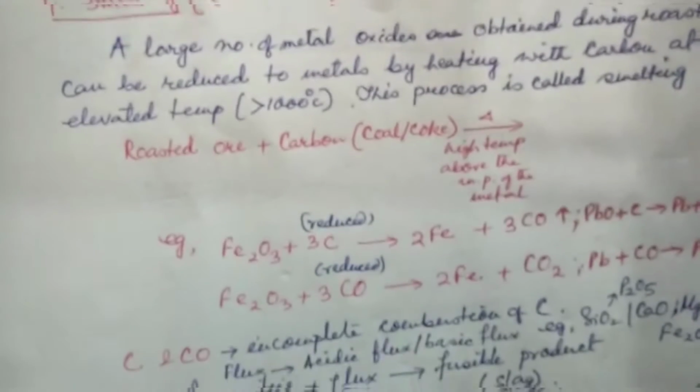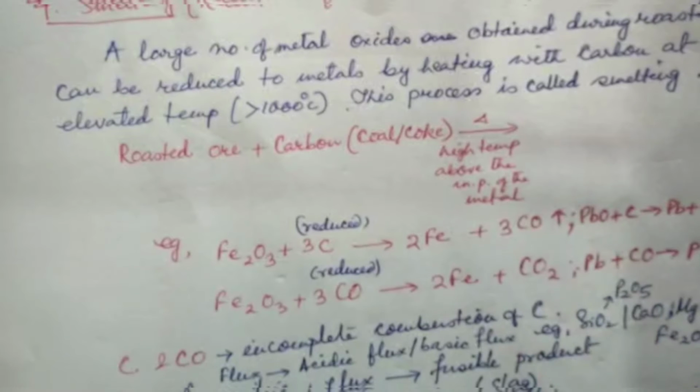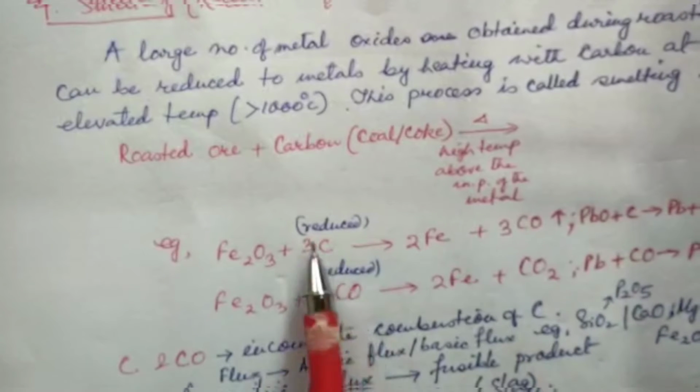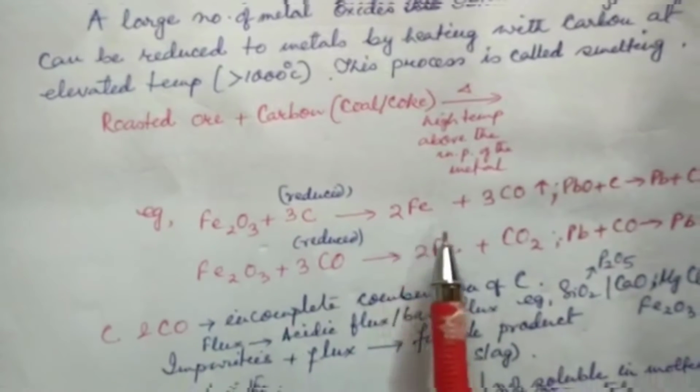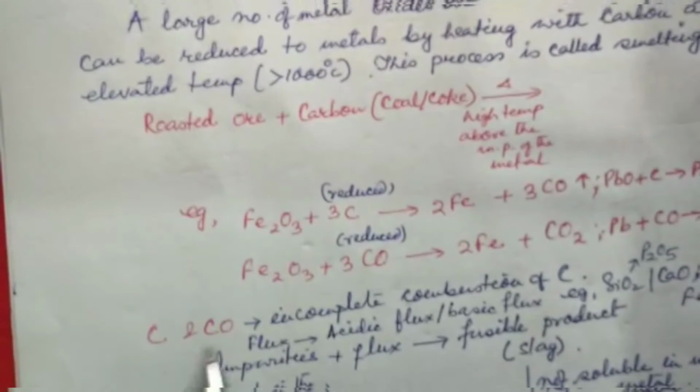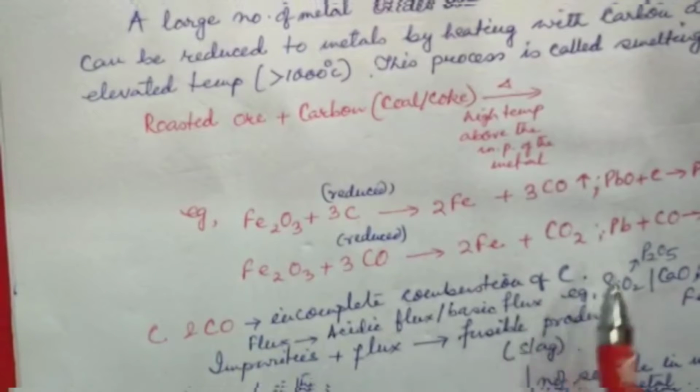For example, iron oxide and lead oxide can be reduced by carbon and carbon monoxide, giving their free metals. In this case, carbon and carbon monoxide produced by the incomplete combustion of the carbon reduce the oxide to the free metal.